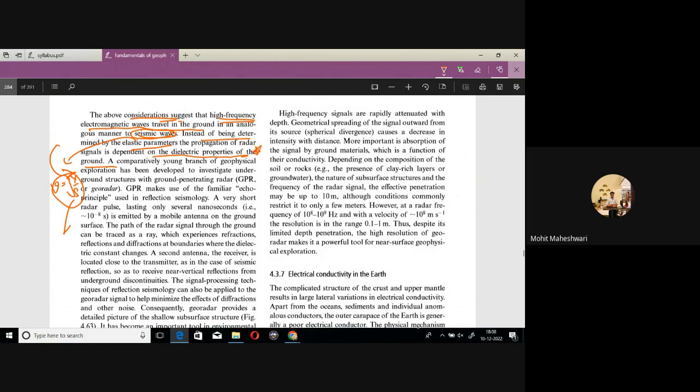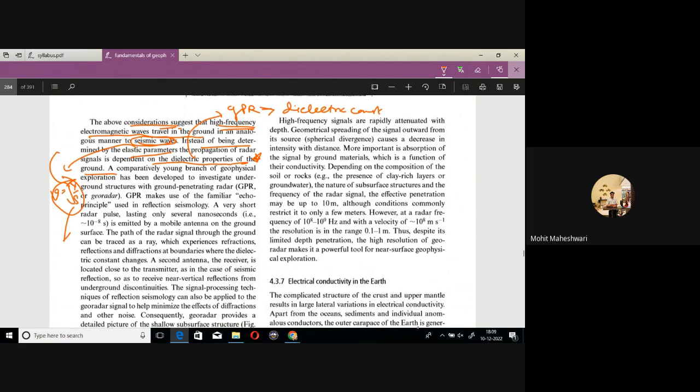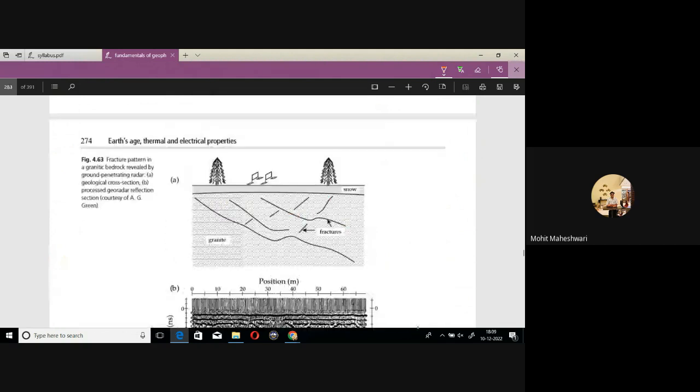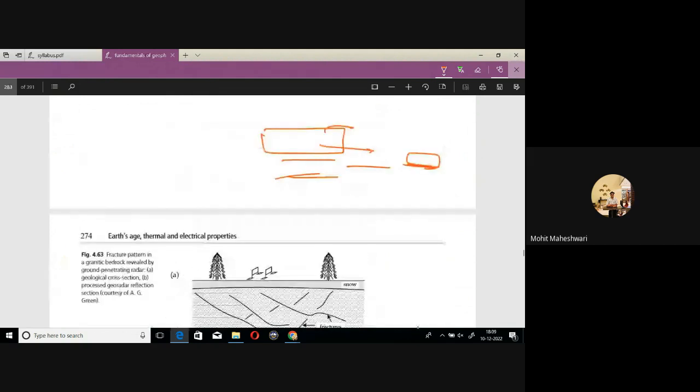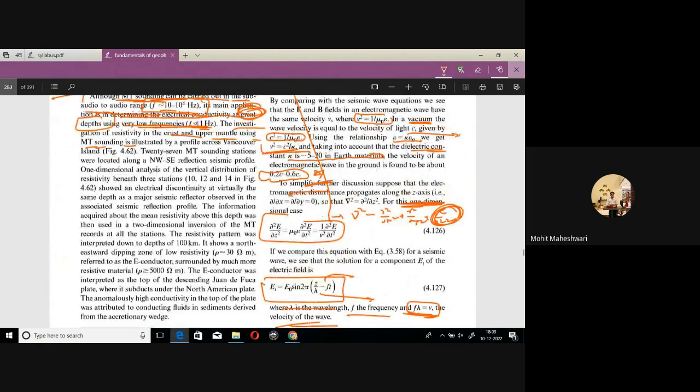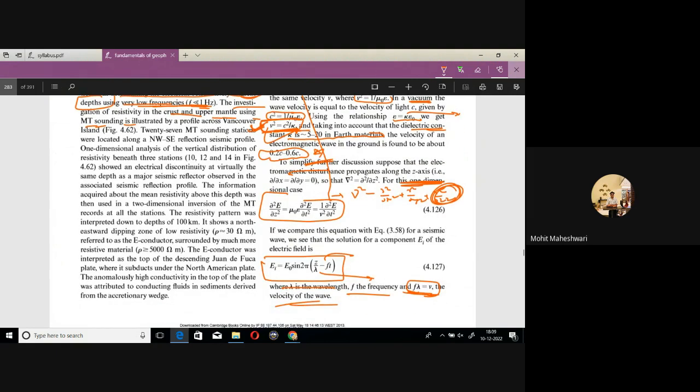In the prelims, a question has come once that in the ground penetrating radar method, the GPR method, the physical quantity we are going to measure is the dielectric constant. Why? Because the velocity is dependent on the dielectric constant. As you can see from the previous page, there is an equation for the velocity, and you can relate it from there. This is very, very important. So the velocity is dependent on the dielectric constant.